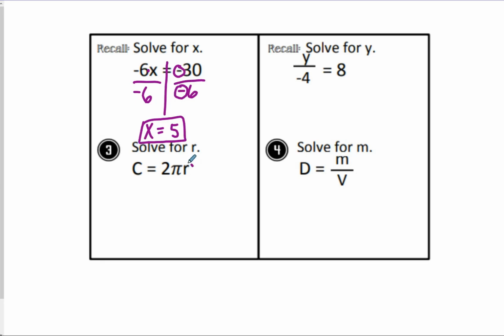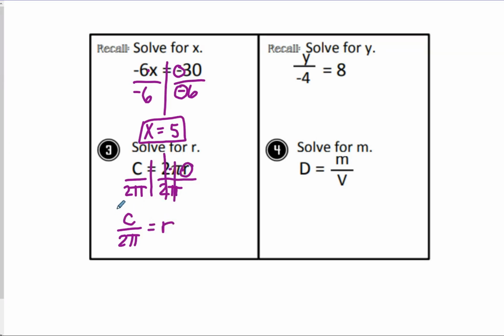So in this case, they've asked us to solve for the variable r. So I've got to ask myself, what is happening to r? Well, I've got a 2 and a pi touching it. Two terms touching, no symbol in between, means multiplication. The inverse of multiplication is division. So I'm going to divide by 2, and I'm going to divide by pi. What I do to one side of the equation, I need to do to the other side. So I end up with c divided by 2 pi equals r as my final answer.